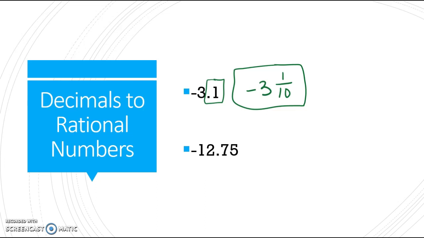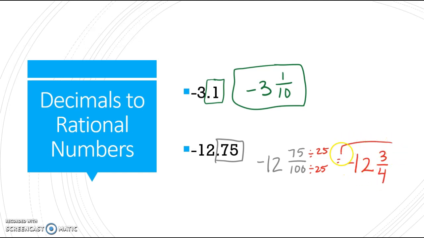Same thing for our second one, -12 and 75 hundredths. The -12 is left alone. Here, 75 hundredths, so 75 over 100. That can be simplified though, so we are actually going to divide both of these by 25, and we are left with -12 and 3/4. So that's just changing decimals to rational numbers.